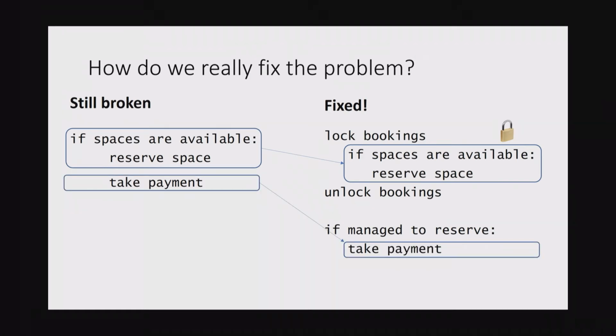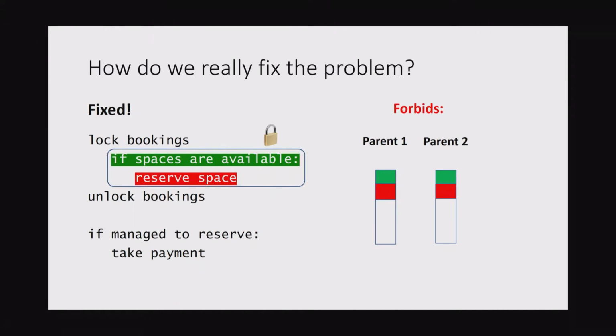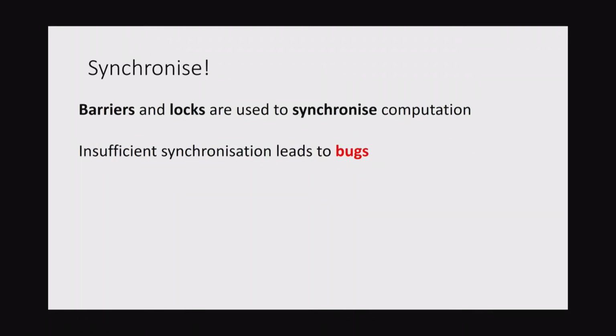And if we do this, it fixes the problem, right? Because it forbids the possibility that two parents are simultaneously in the process of asking for a space and having the space reserved. We can have them happen in this order or that order, but they can't overlap. Okay? So I've shown you two kinds of synchronization. Barriers, where everyone's got to get to the same point, and locks, where a thread takes exclusive access on something like the booking system. And these are used to eliminate bugs in concurrent programs, and the issue is that insufficient synchronization can lead to bugs.